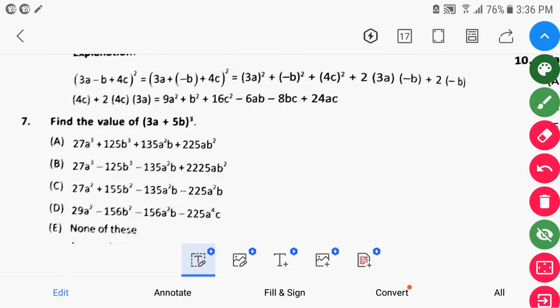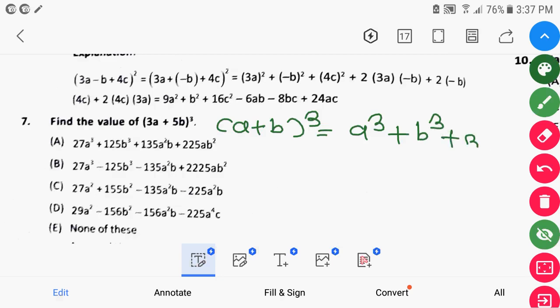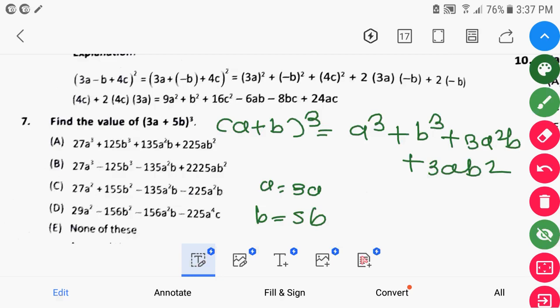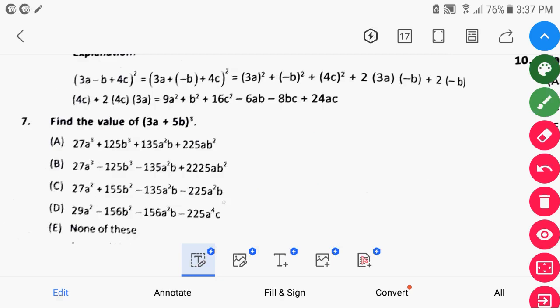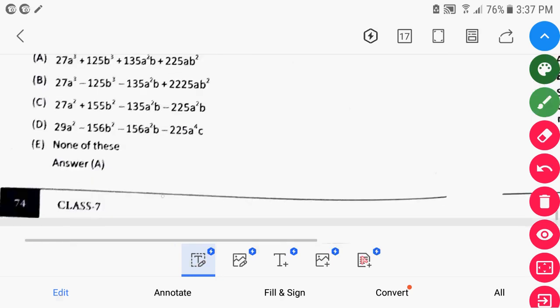Now (a plus b) cube, you have to find the value. Here the formula for (a plus b) cube is a cube plus b cube plus 3a square b plus 3ab square. Now here your a is 3a and your b is 5b. Now put the values and go with it. So you can find the answer, which is answer A here.